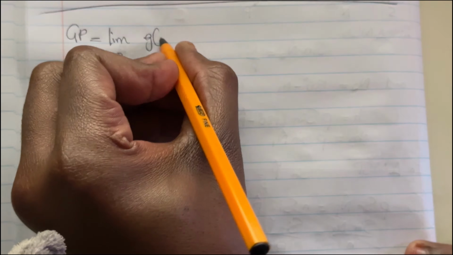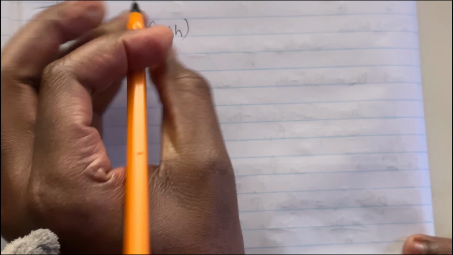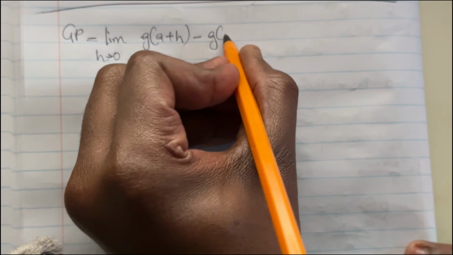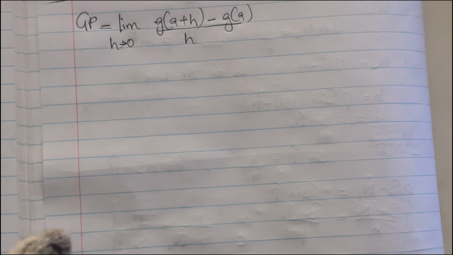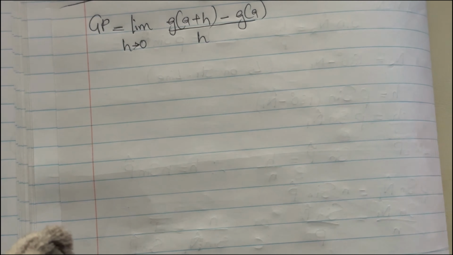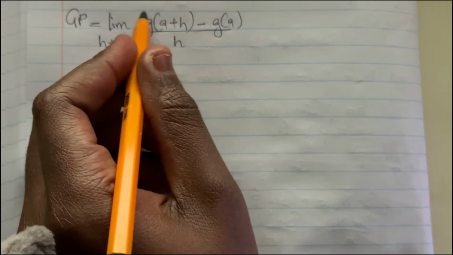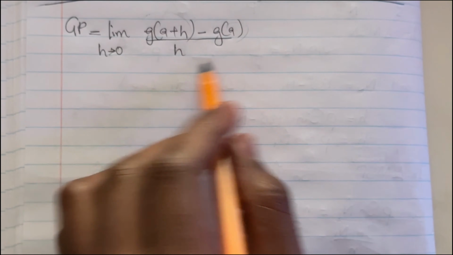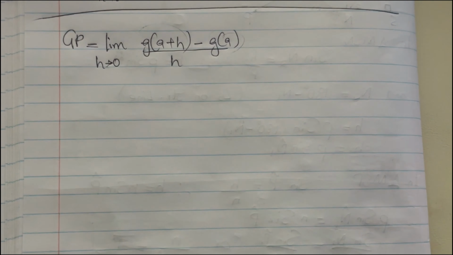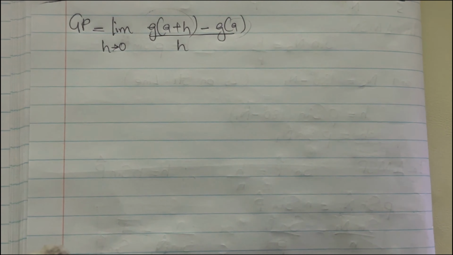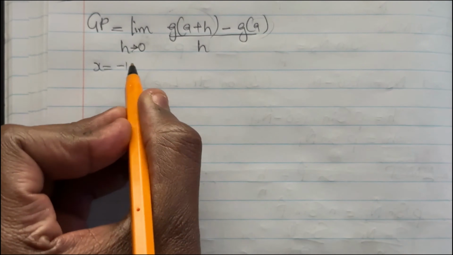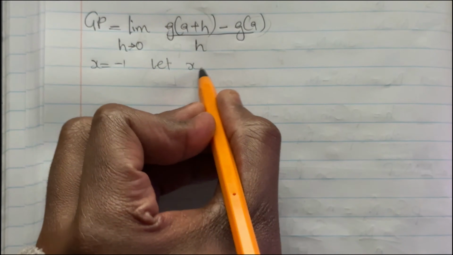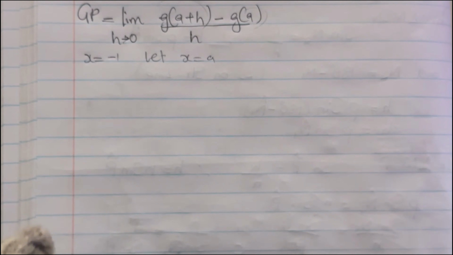We know that it is g(a plus h) minus g(a), divided by h. This is the formula for the gradient at a point. So number two, you want to determine g(a plus h) and g(a). Then after that, you just substitute here and solve the equation. To find the gradient, we are given that x is equal to -1. So we can just let x equal a. That means a is equal to -1.